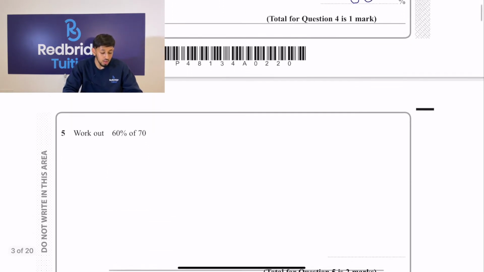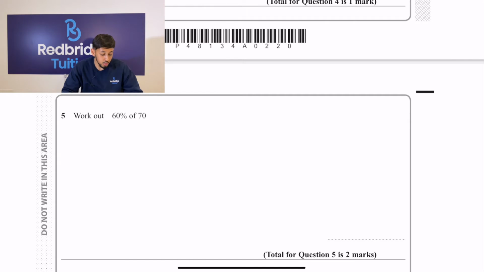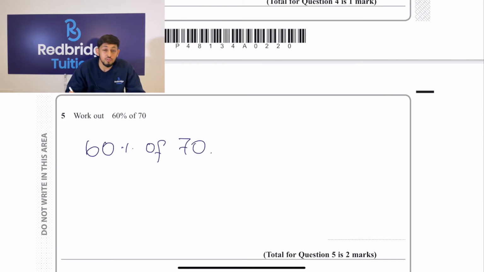Now, moving on to question number 5, we need to work out 60% of 70. So firstly, I'm going to write down the question. So we've got to work out 60% of 70. The first thing that I'm going to do is work out 10% of 70. So 10% of 70 is equal to 7.